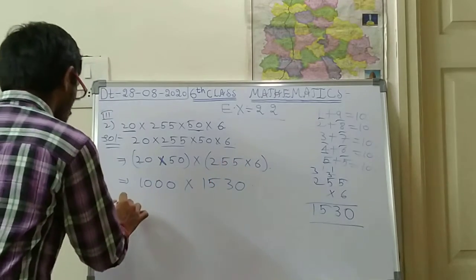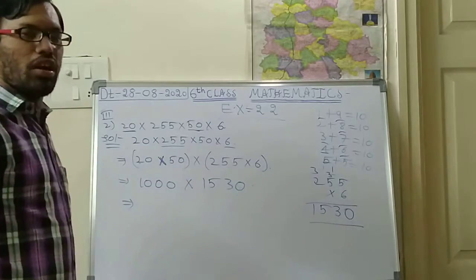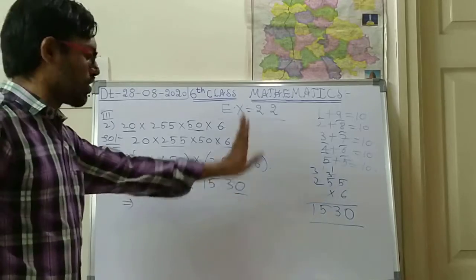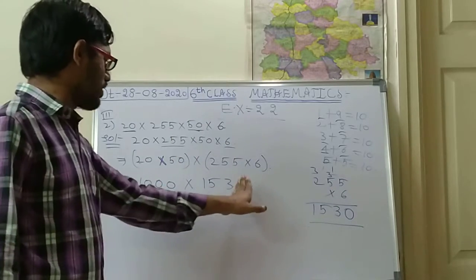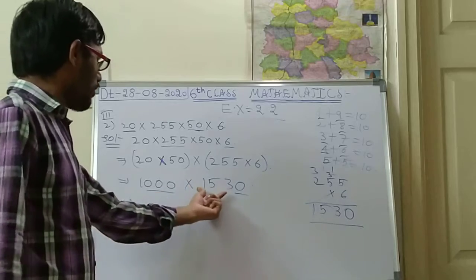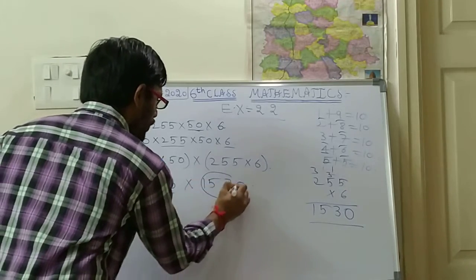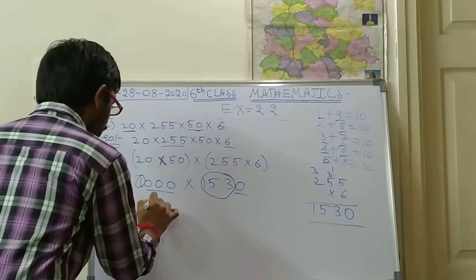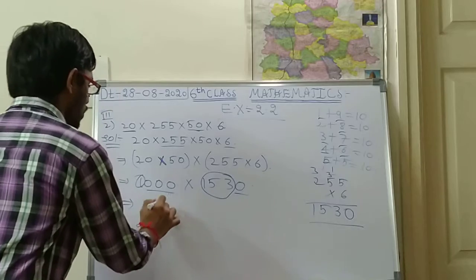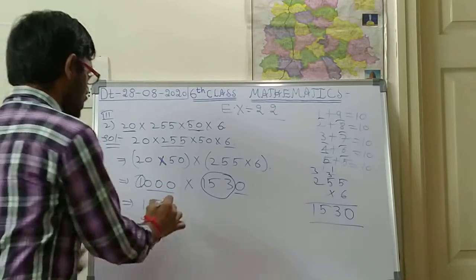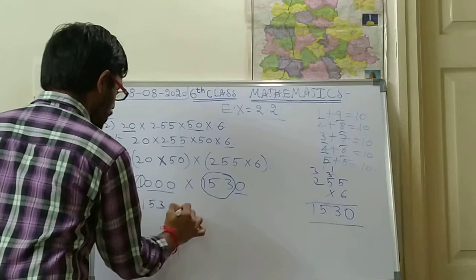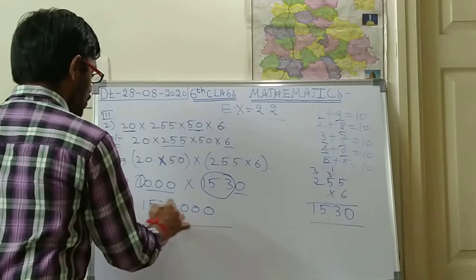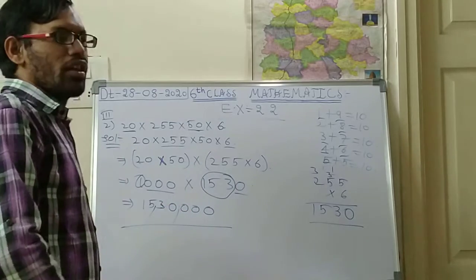Is it right, children? So now you have to multiply these two numbers. First skip these 4 zeros. So these 3 zeros and this 0, you skip. So first multiply only 153 and 1. So 1 into 153. What is 1 into 153? 153. Okay. Next, how many zeros here? 1 zero. 3 zeros here. Next here only 1 zero. So what is the result? So this is the result. So 15 lakhs 30,000 is the result.